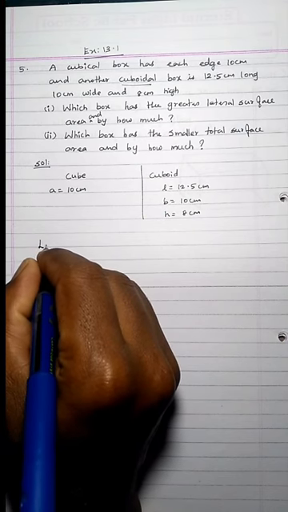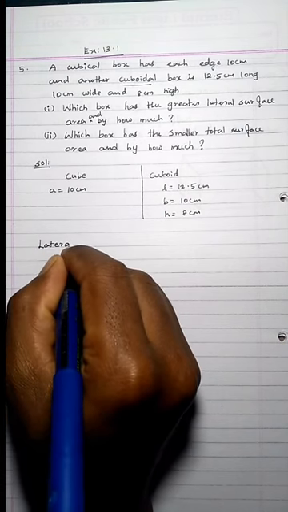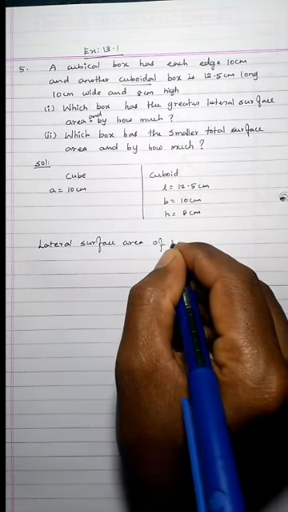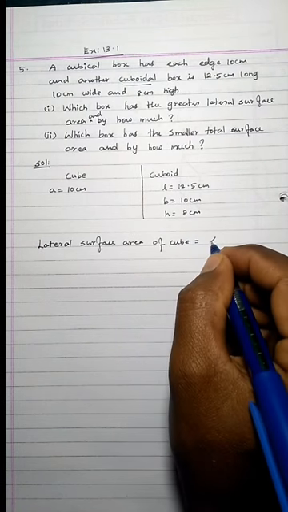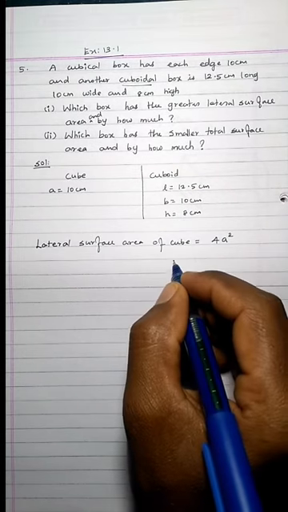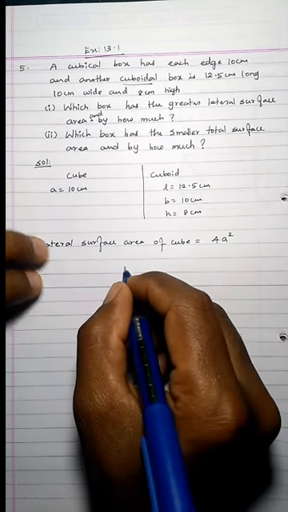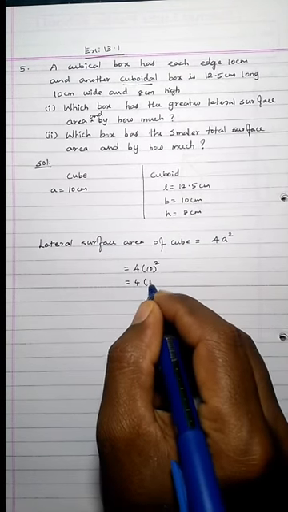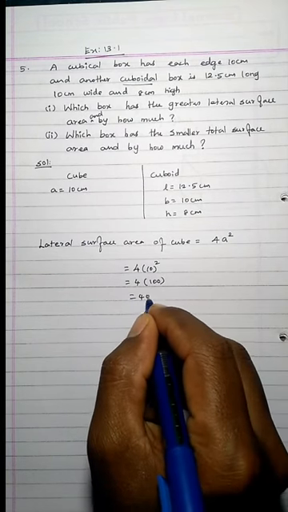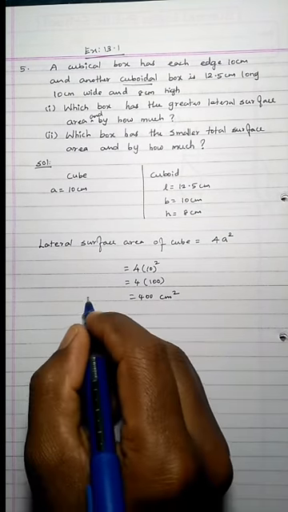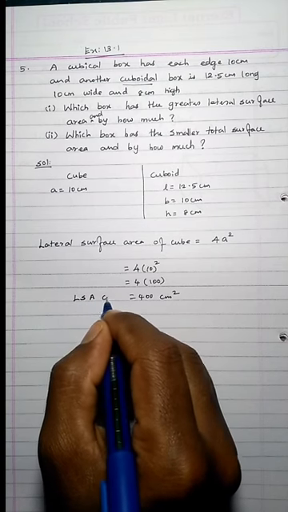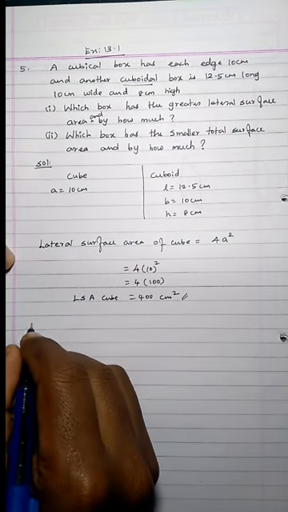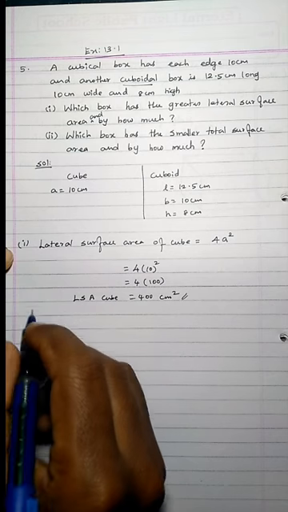So lateral surface area of cube, the formula is 4a square. Let's apply now. 4 into a, the edge is 10, squared, so 10 square value is 100, so 400 centimeter square is the lateral surface area of cube. Okay, now let's find out the lateral surface area of cuboid. This is the first option we are solving.